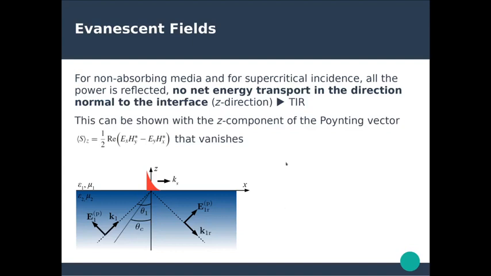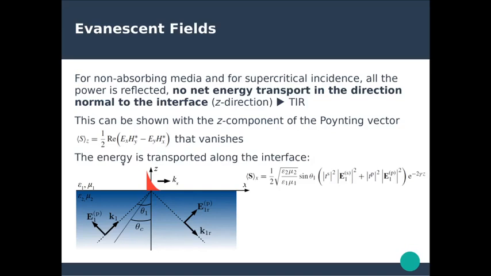So we can actually show that there's no energy transport along the direction normal to the surface, to the interface. This can be shown via the Poynting vector. So you can actually calculate the z component of the time average Poynting vector, which is 1/2 of the real part of this term. You can actually calculate that, and you're going to see that this vanishes. So there's no net energy transport across the interface.